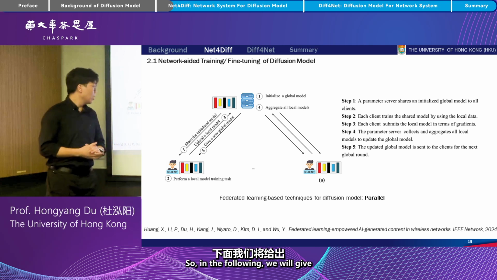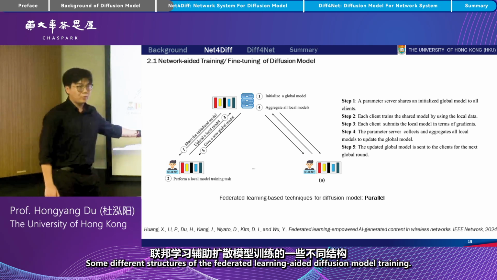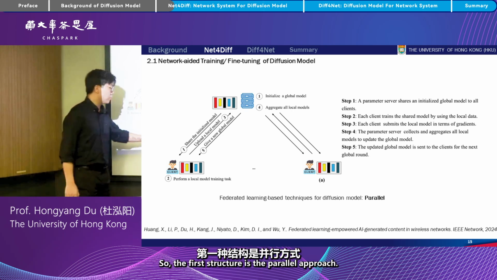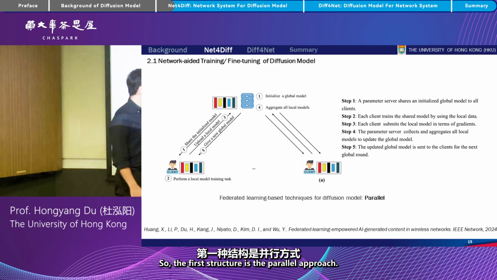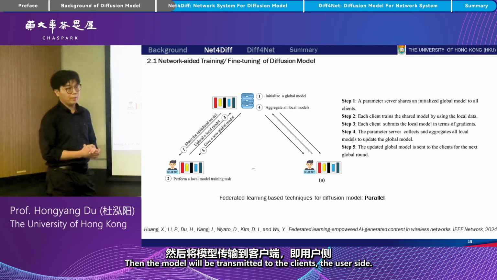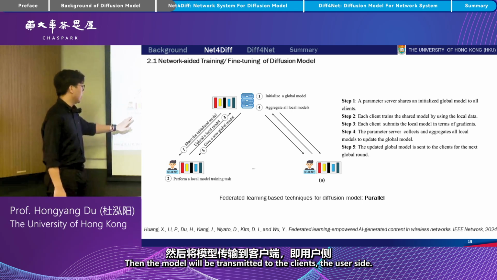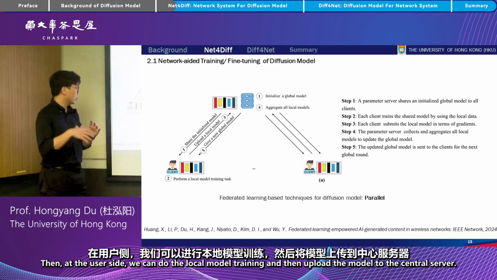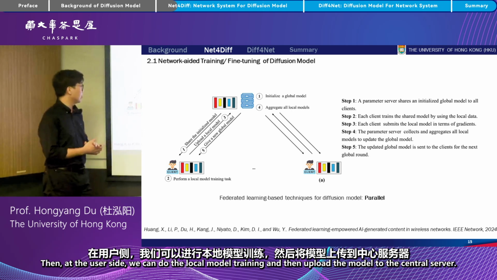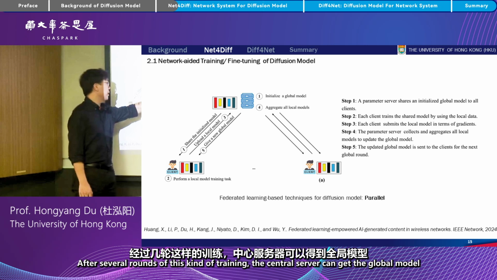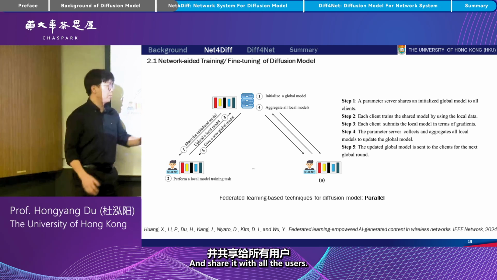So in the following, we will give some different structures of federated learning-aided diffusion model training. The first structure is the parallel approach. In this approach, the central server will initialize the global model first. Then the model will be transmitted to the clients, the user side. Then at the user side, we can do the local model training and then upload the model to the central server. After several rounds of this kind of training, the central server can get the global model and share it with all the users.